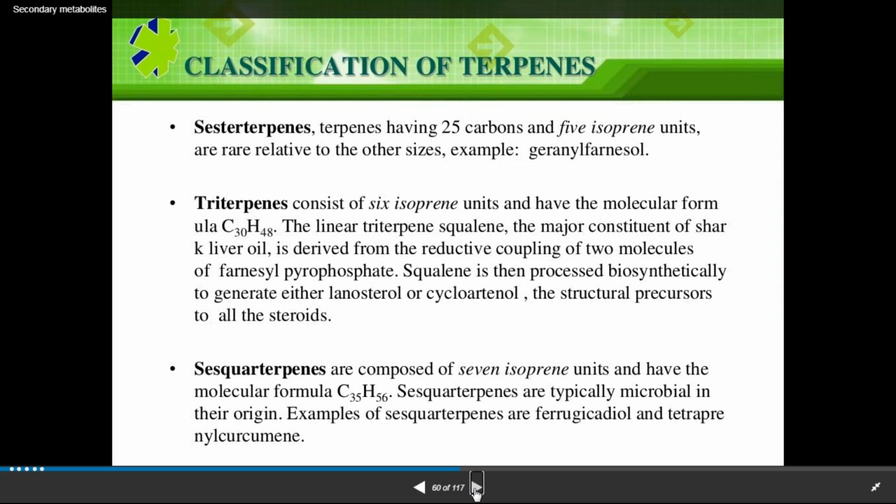C15. So two molecules of farnesyl pyrophosphate will combine to get C20. Clear? So squalene is then processed biosynthetically to get lanosterol or cycloartenol, and this is the structural precursor for all steroids. Okay, if you remember the biosynthetic pathway, whatever we had discussed, from this farnesyl pyrophosphate we get squalene.